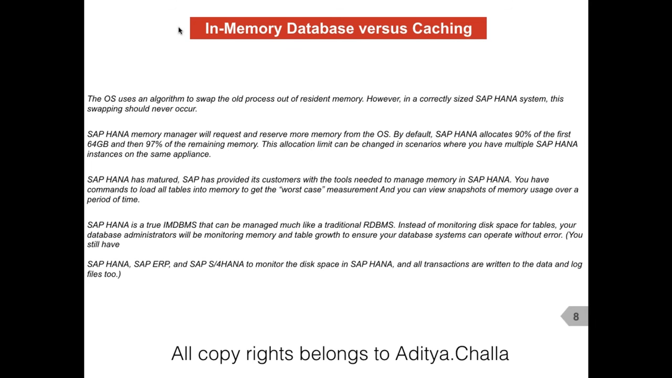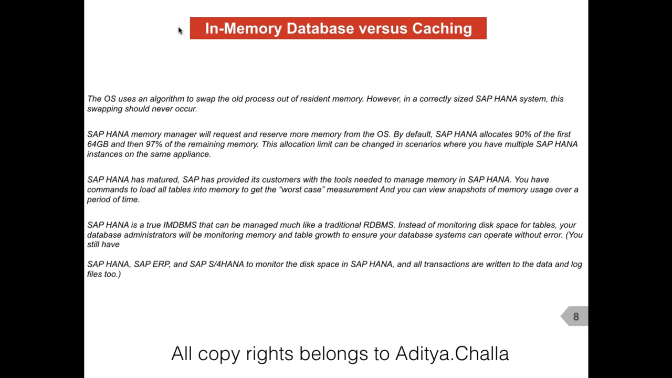The SAP HANA memory manager requests that more memory be reserved for the OS. By default, SAP allocates 90% of the first 64 GB and then 97% of the remaining memory. These allocation limits can be changed in scenarios when you create multiple SAP instances on the SAP platform. So that means it takes very little disk space and also updates every piece of information within the system.